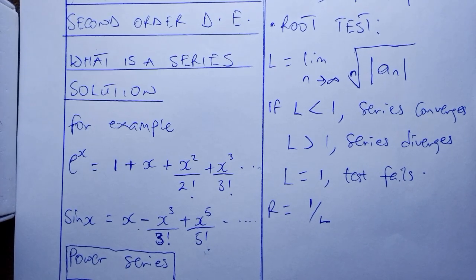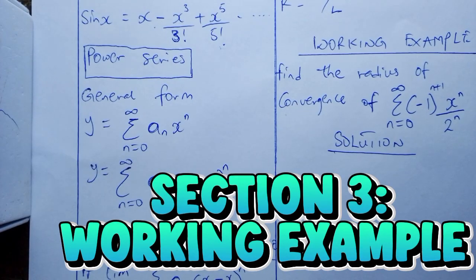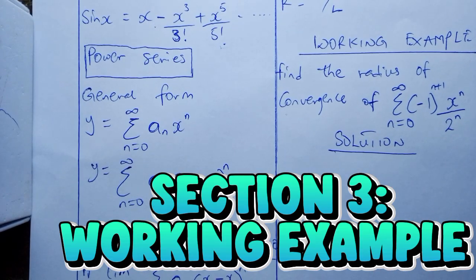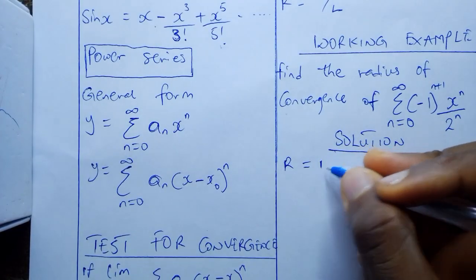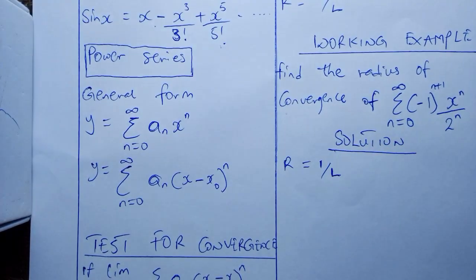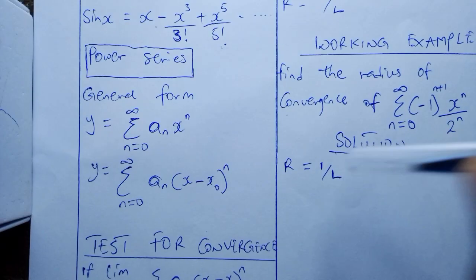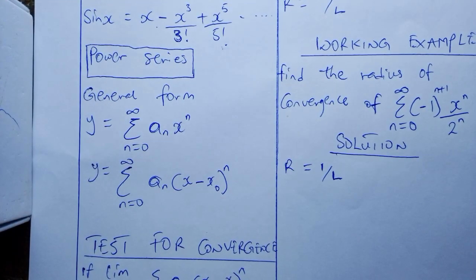Now let me solve an example so you can understand better. We have an example here. Find the radius of convergence of this series. Now, don't forget what we said earlier. Radius of convergence R is equal to what? 1 over L, where L stands for your limit. So before we can find our R, we need to find our L first, right? Now, to find your L, you can either use your ratio test or your root test.